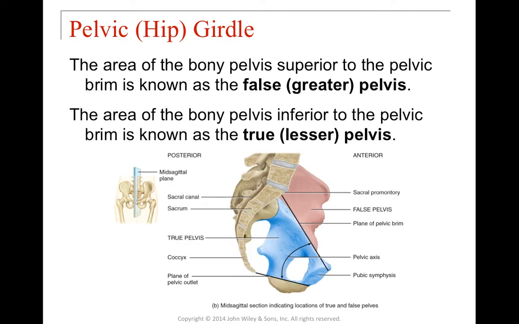All right, so we have the false pelvis and the true pelvis. The area of the pelvis that's actually superior to the pelvic brim, so above the pelvic brim, is known as the false pelvis. And the area below or inferior is known as the true pelvis or the lesser pelvis. So this region is called the false pelvis, and it's everything that's above that pelvic brim. Again, everything below that pelvic brim here is considered the true or lesser pelvis. Down here is the coccyx, here's the sacrum, the sacral canal, and the pubic symphysis in the front.